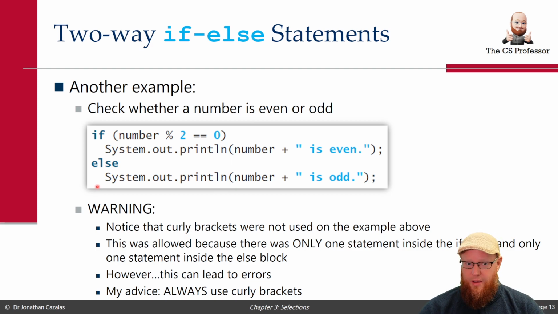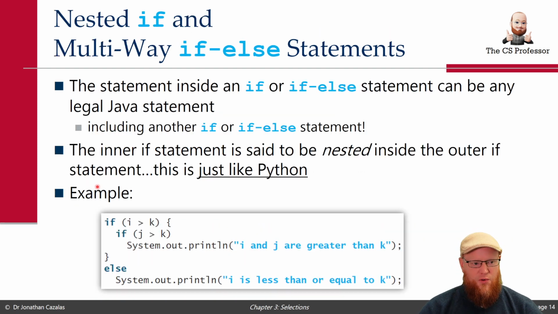We didn't use them. Why? Because I wanted to demonstrate, as mentioned, that if there's only one line of code inside the if and only one line of code inside the else, you do not need to use curly brackets. However, you should, because not using curly brackets can lead to errors, and we'll show you in just a few minutes how this can lead to errors. So my advice, absolutely always use curly brackets. And when you do auto formatting in most IDEs, even if you have only one line of code, it will go ahead and include those curly brackets for you.